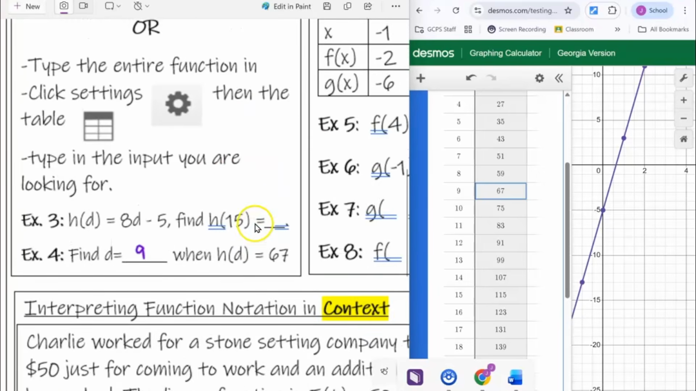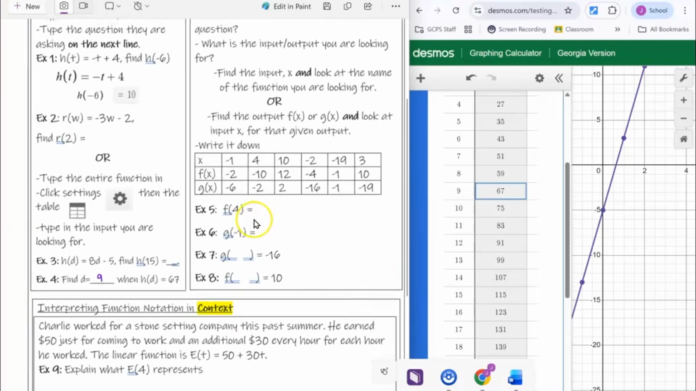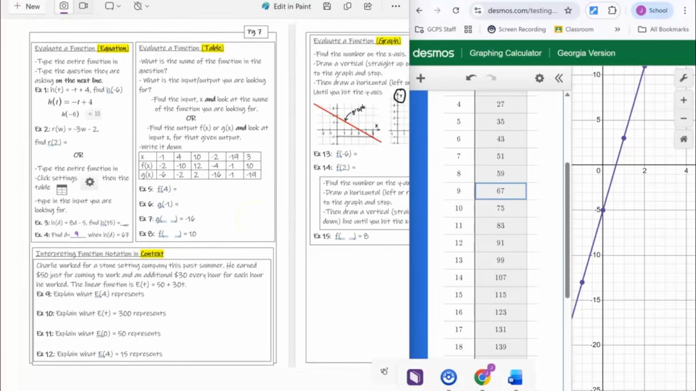And again, remember the function notation, now we're changing what we're saying. So let me just go ahead and refresh your memory. Y equals is the same, so go ahead and write this down, as h of d. Okay, so it's saying the same thing. And then d is x.